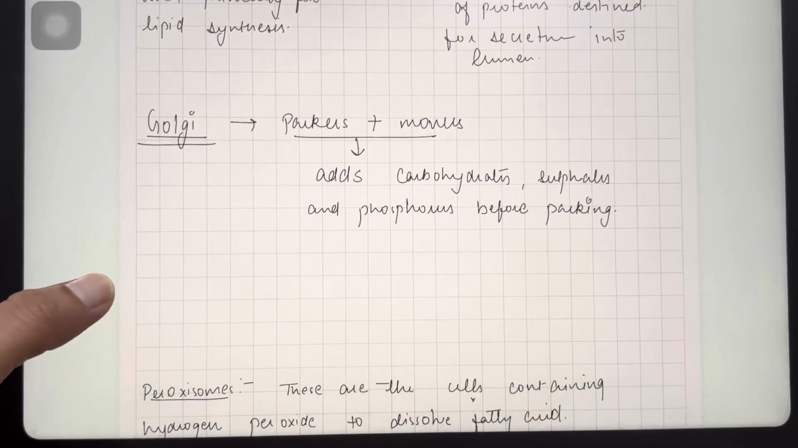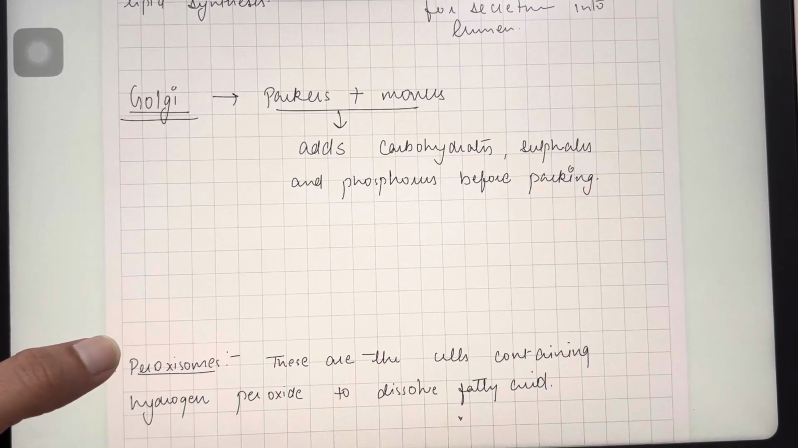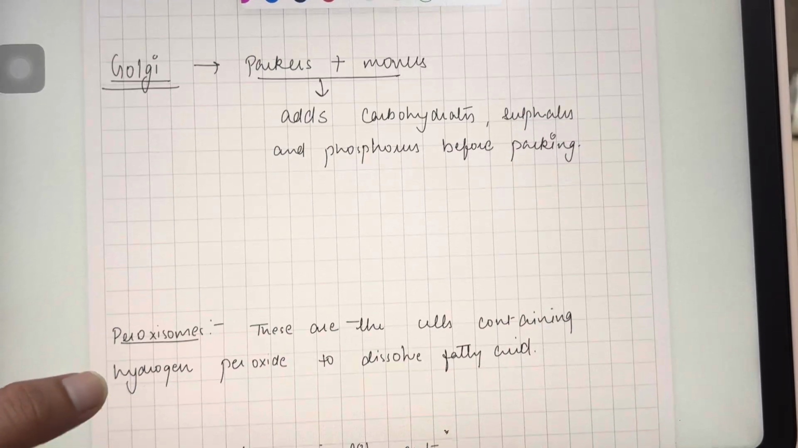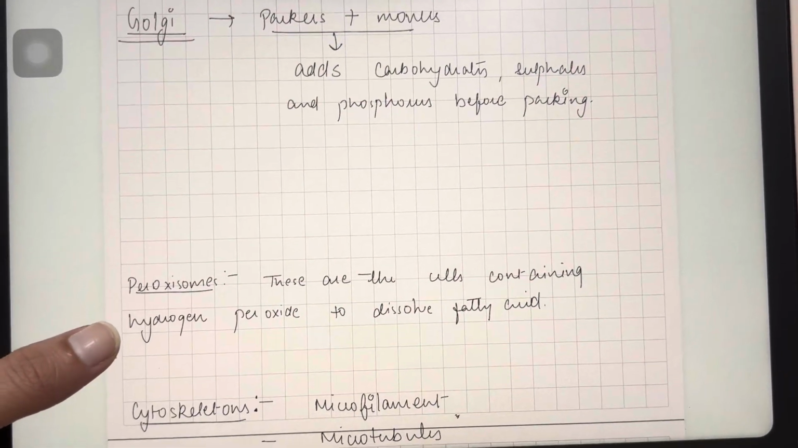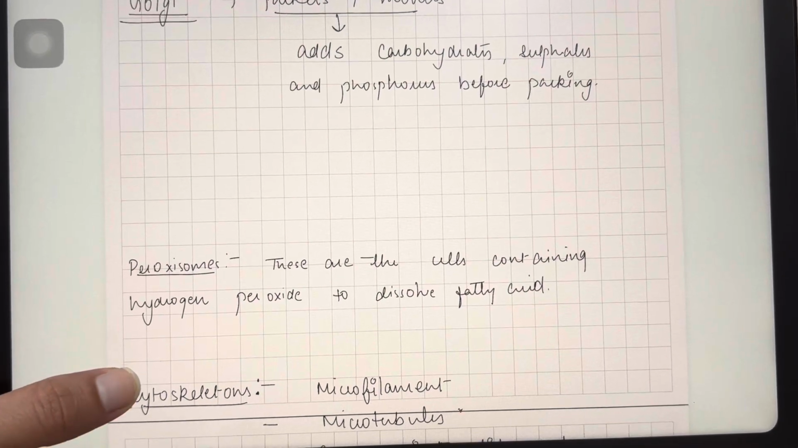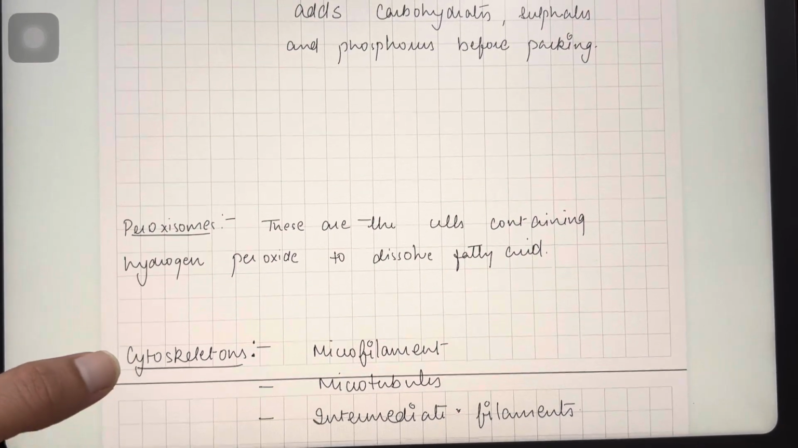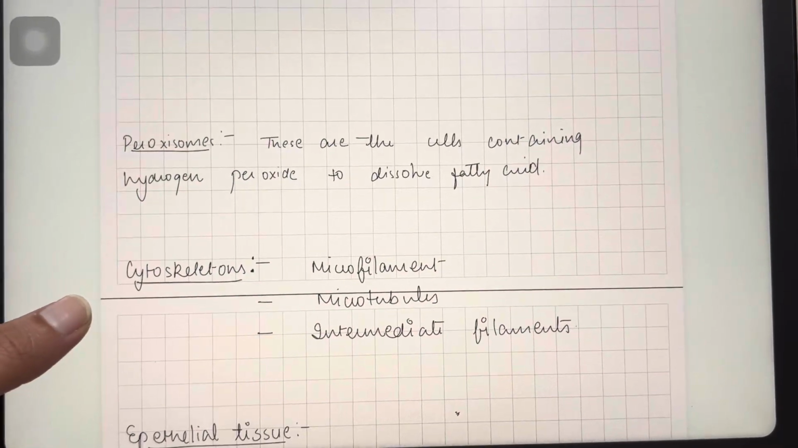Then comes the Golgi apparatus. These are basically packers and movers. They add carbohydrate, sulfate and phosphorus to the substance they are packing, and then package it and move it towards its destination.